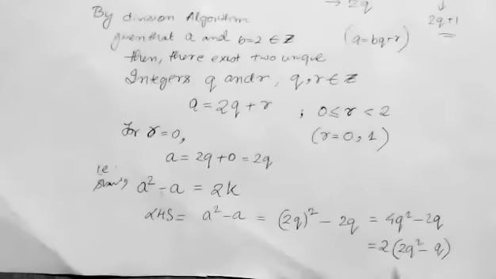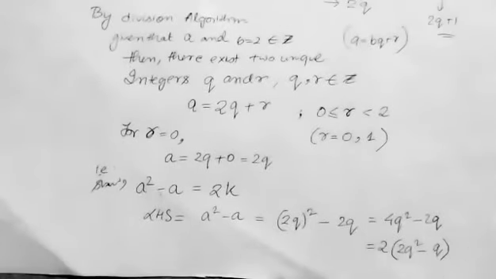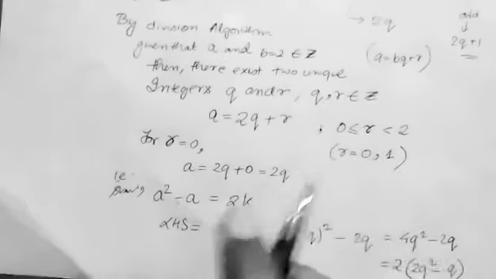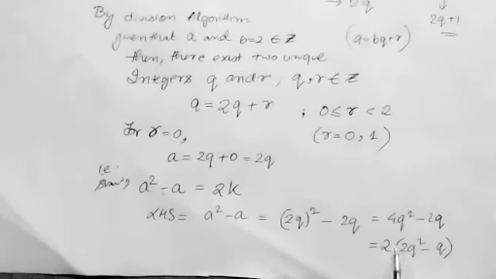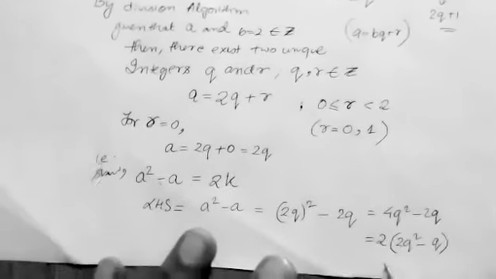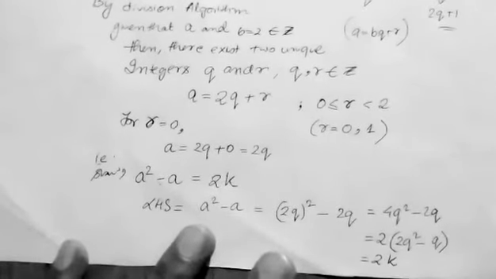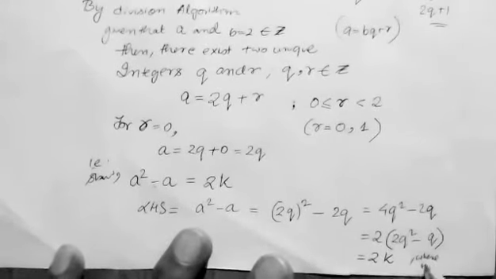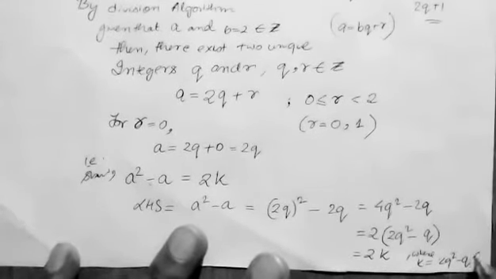Substituting the value of a, which is equal to 2q, in this term, we got at last this expression. Now you can notice that here 2 is an integer, and q we have considered to be an integer. So we can say that the overall whole term is an integer, so we can replace it by any other integer. Let's say that integer be k, where k is equal to 2q square minus q, which belongs to the integers Z, for q belonging to Z.